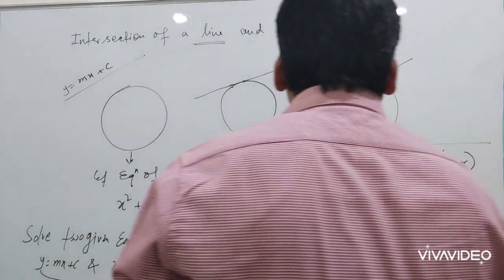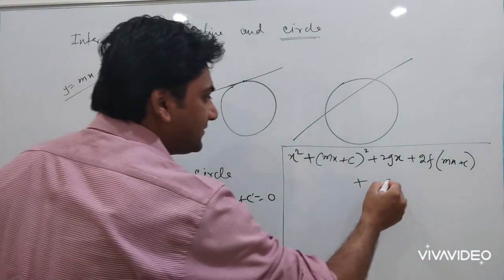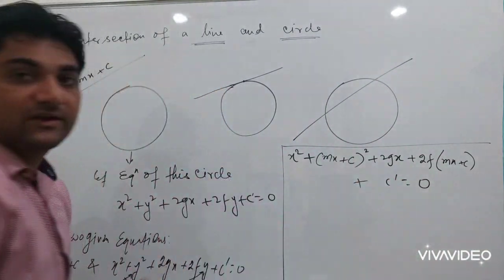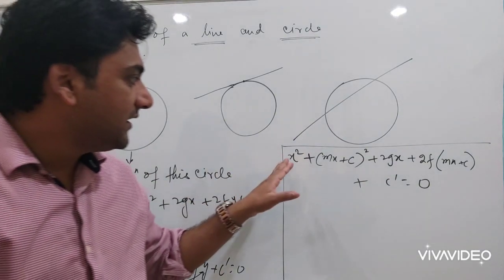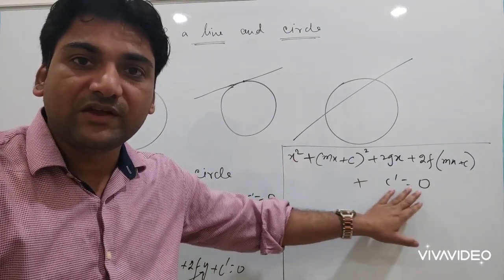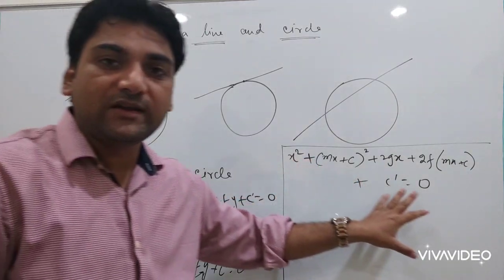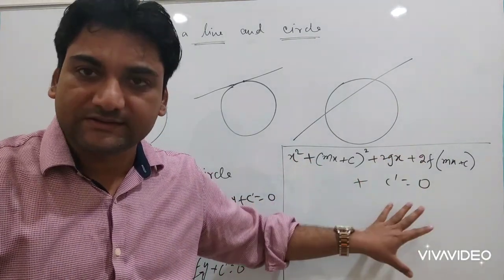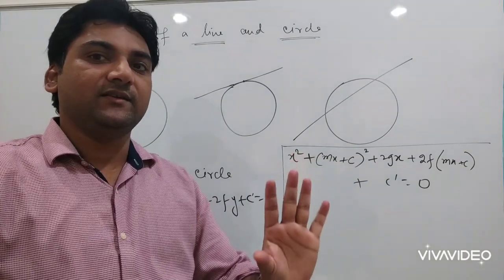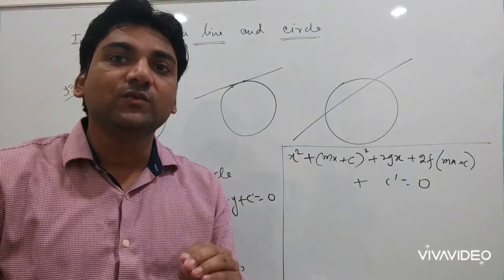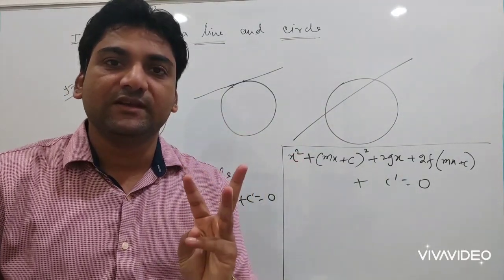mx plus c, and plus this c dash, c dash equal to 0. Now guys, what happened over here? I have replaced the y variable with x. Now I got a quadratic equation in terms of x, right? And in a quadratic equation, you have three possibilities.